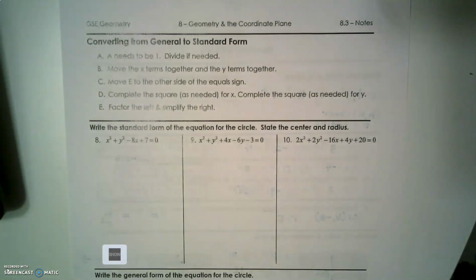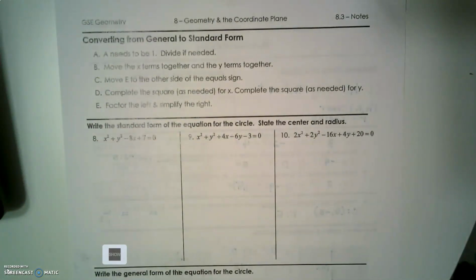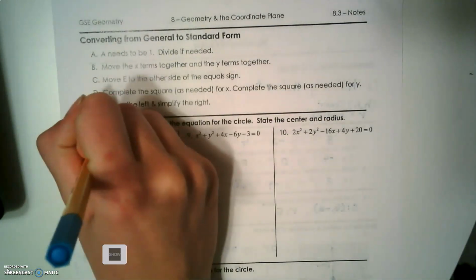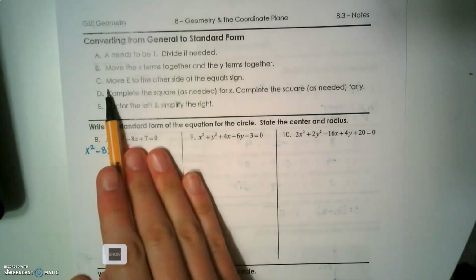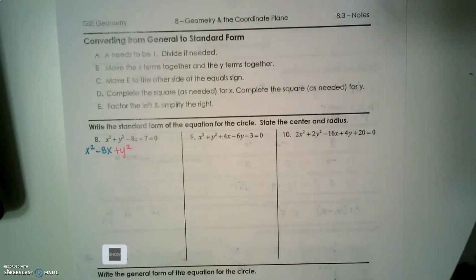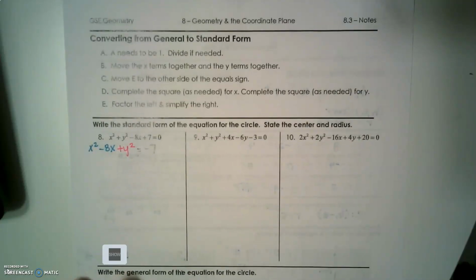So the first thing we need to do is our A value needs to be 1. So that first value needs to be 1, and it is. We want to make sure our x's are with x's and our y's are with y's. So this is really supposed to be x squared minus 8x, plus y squared. And then this next step says move e to the other side of the equal sign. So minus 7. So I kind of lumped those things into 2 steps there.